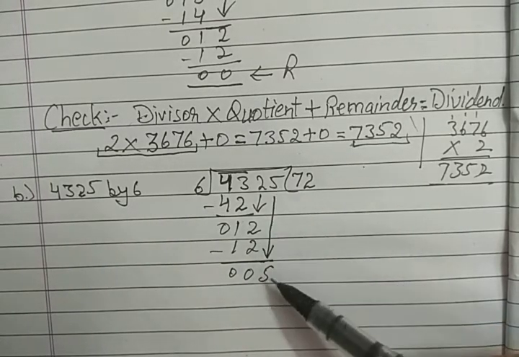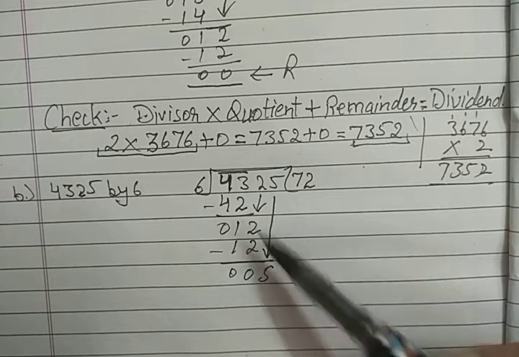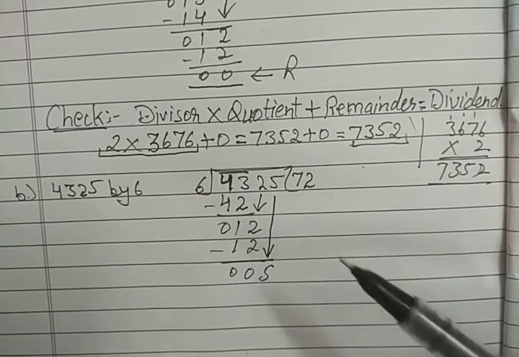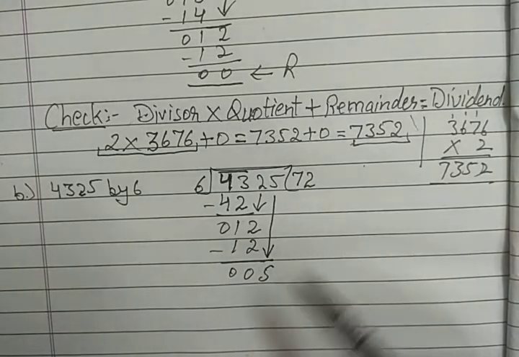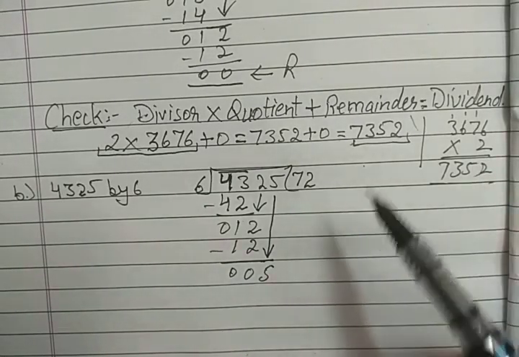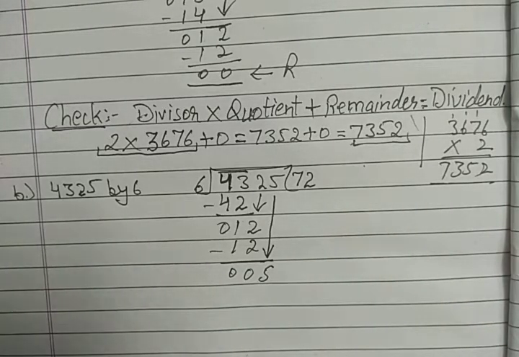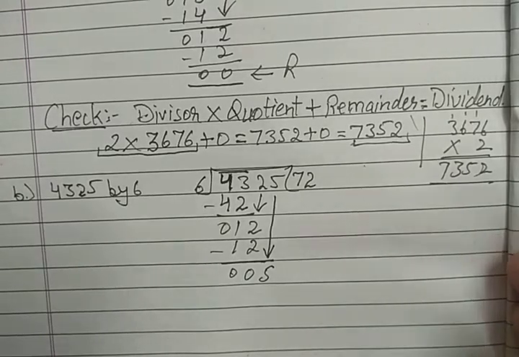Now here 5 comes down, but 5 is smaller than 6. Now what will you do? Now you have to recite the table of 6. 6 1s are 6, and 6 is greater than 5. In such type of cases, what do you have to do?